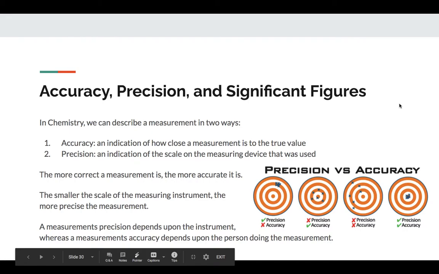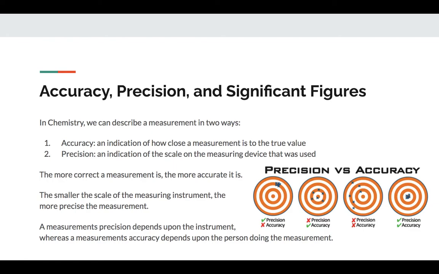So the more correct a measurement is, the more accurate it is. And the smaller the scale of the measuring instrument, the more precise the measurement. For instance, if you're in the kitchen using a liquid measure, like one of those Pyrex liquid measures, and you have a really big one, a 4-cup measure, but you're trying to measure half a cup or a 1/4 cup, that's really hard to do because it's not as precise as a 1-cup measure, where you can pretty easily get a 1/4 cup. So the smaller the scale of the measuring instrument, the more precise it is. Measurement precision depends upon the instrument, whereas measurement accuracy depends upon the person doing the measurement.